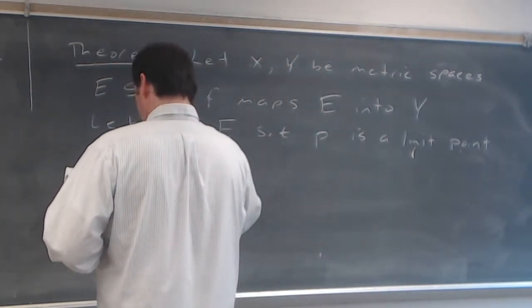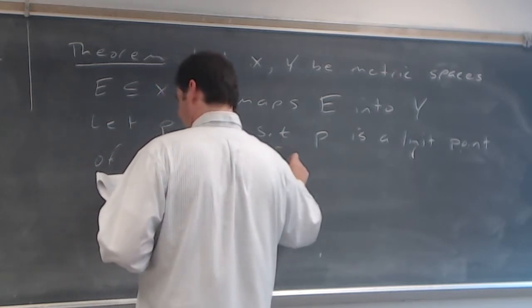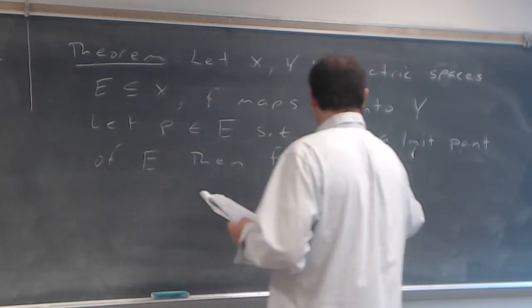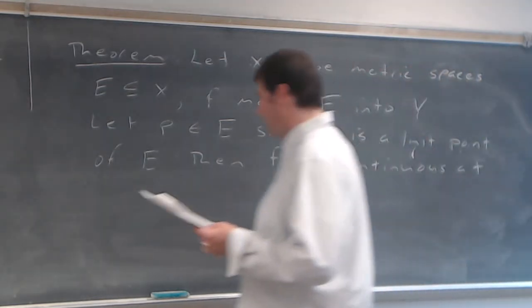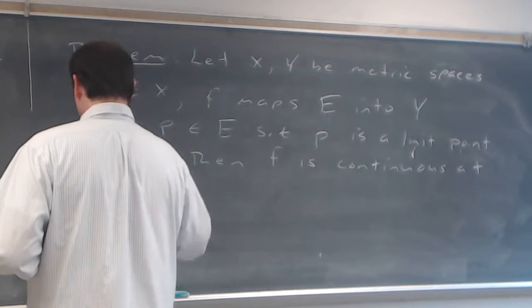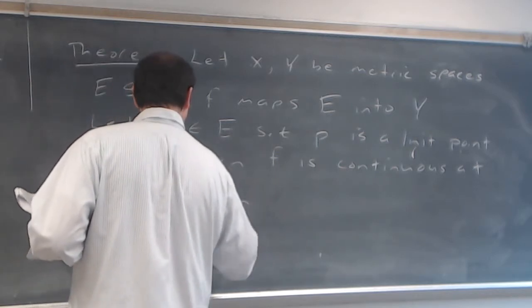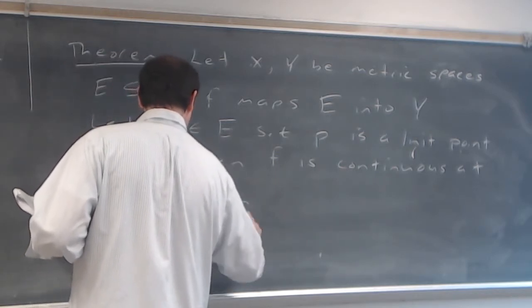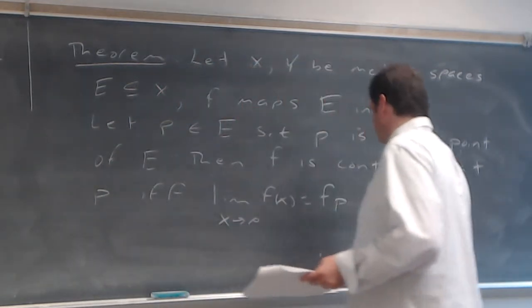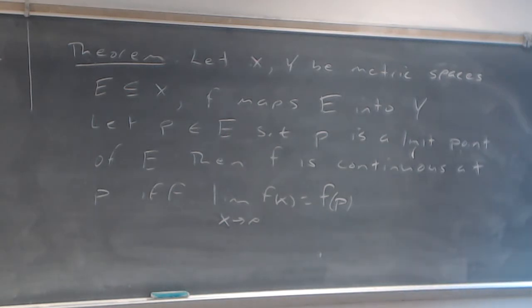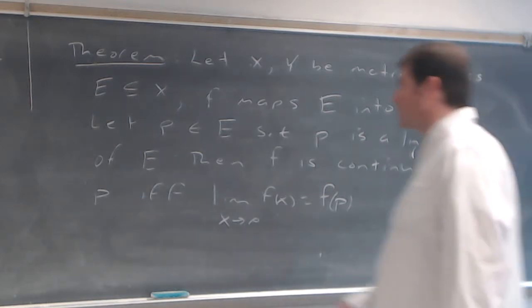Then f is continuous at P if and only if the limit as x goes to P of f of x equals f of P. So we can relate continuity to limits of functions when P is a limit point. We need to do the proof.